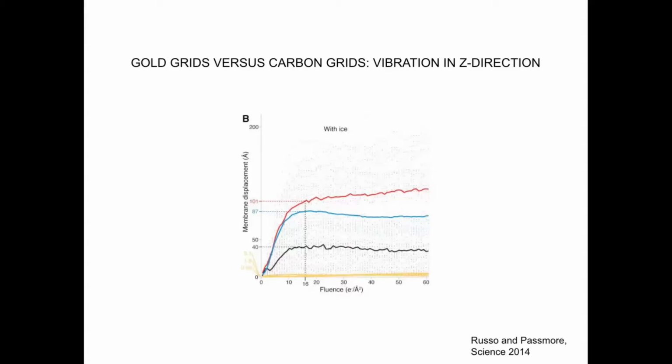Here these are the different carbon grids with copper, and here is the Z oscillation for gold. It's almost at zero. There's almost nothing there, so it's extremely stable. All these vibrations are introduced by the exposure to the electron beam by a mechanism that is not very well understood.